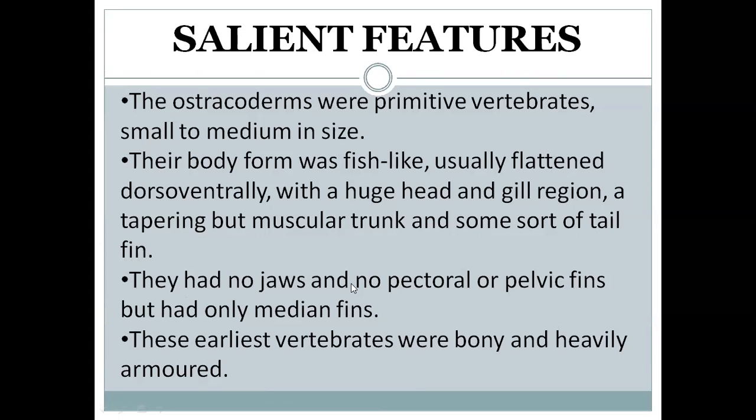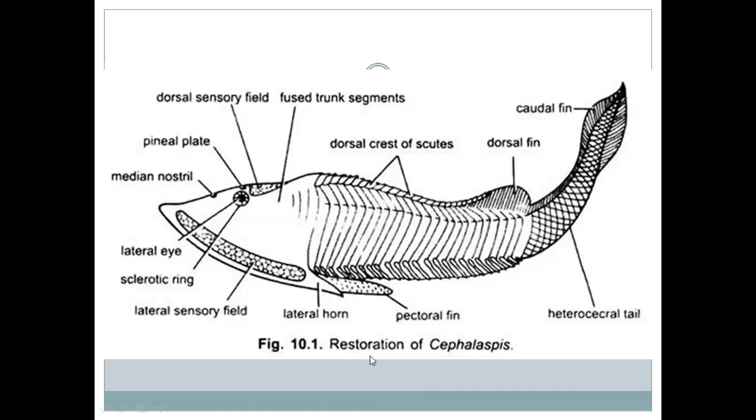And they didn't have any jaws, and no pectoral fins and pelvic fins. Present fishes have pectoral and pelvic fins, but these earliest primitive vertebrates, the Ostracoderms, do not possess any pectoral and pelvic fins. They had only median fins. And these earliest vertebrates were bony and heavily armored. So this is a very special, unique feature, having armored structures on them. This is a typical Ostracoderm, Cephalaspis.